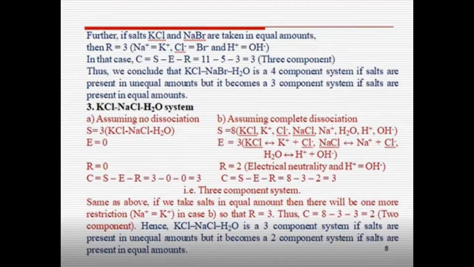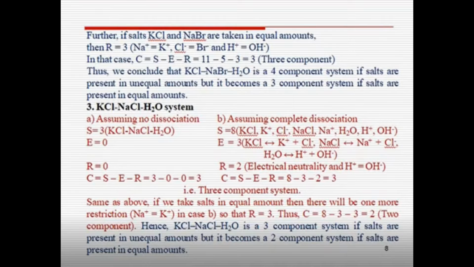Further, in the second case, if we assume complete dissociation and if salts are also taken in equal amounts, then we have one more restriction, that is Na positive should be equal to K positive and Br negative should be equal to Cl negative. So in that case, we will have C is equal to 3. That means the system becomes a 3 component system. Hence, we conclude that the potassium chloride, sodium bromide, water system is a 4 component system if salts are present in unequal amounts, but it becomes a 3 component system if salts are present in equal amounts.